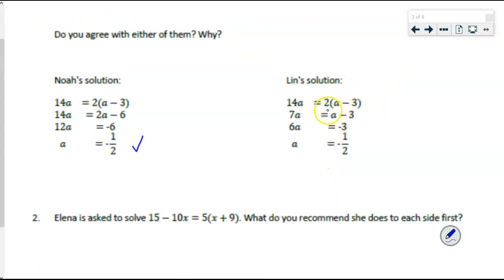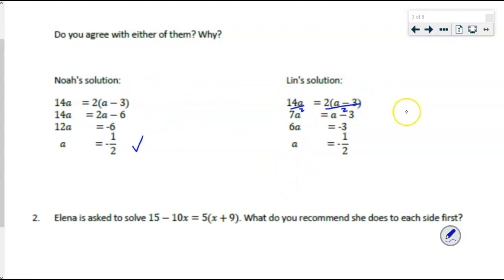Right out of the gate, Lynn says, why am I going to waste my time doing the distributive property when all I really have to do is just divide each side by 2? There's no need to distribute if you're just going to divide it out. So that's what they did. If I have 2 groups of a minus 3 and I'm dividing it by 2, what do I have left? a minus 3. And 14a divided by 2 is 7a.